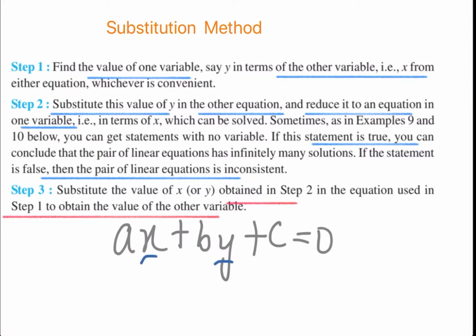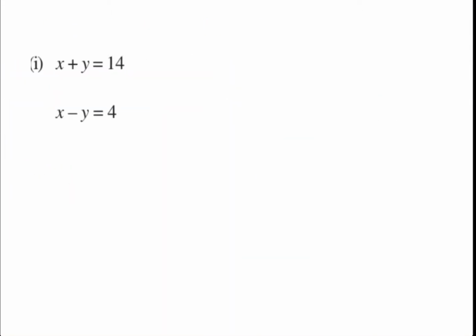Step 1. Find the value of one variable, say y in terms of the other variable x, from either equation, whichever is convenient. Y in terms of x or x in terms of y. So let's take up the steps with the help of a question, and then let's take up the other steps as well. This is your exercise 3.3 of the NCERT. Question number 1. I have two equations, x plus y is 14, x minus y is 4.